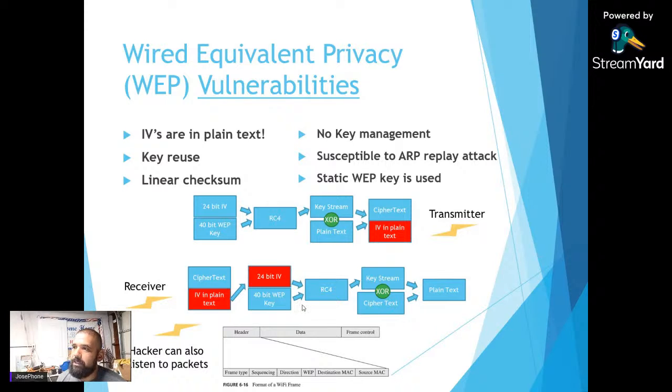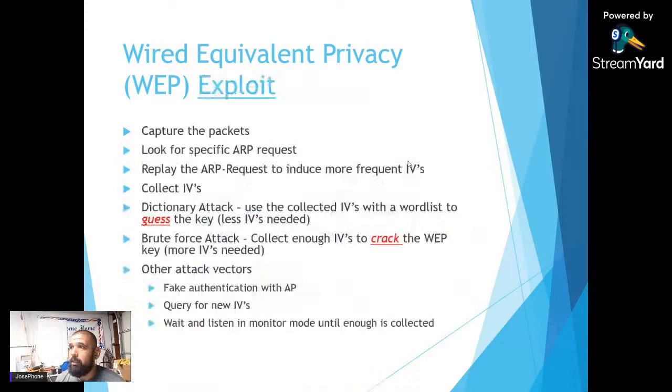The IVs are in plain text. They reuse keys, although they do avoid some redundancy on the key string, but they do reuse them. There's a linear checksum. There's no key management. It's part of the WEP. One of the huge issues is they're susceptible to the ARP replay attack, which is the one that we're going to use to crack this WEP. And of course, the WEP key is static, so it doesn't change. You can change it, but then you're going to have to change the encryption and the key to get into the access point. So those are some of the vulnerabilities.